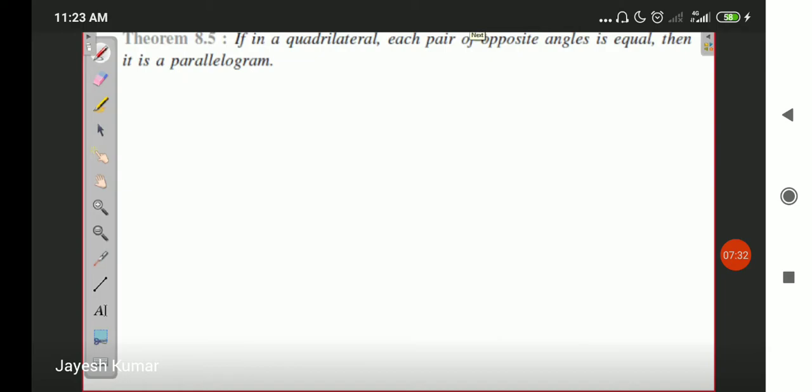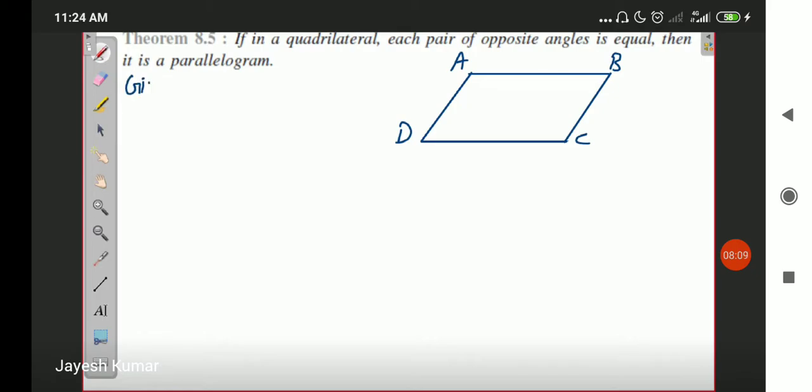All the theorems in this chapter are good for your practice of the previous chapter, congruency. Next is theorem 8.5. Theorem 8.5 is: in a quadrilateral, if each pair of opposite angles are equal, then it is a parallelogram. Once again, the same type of thing that happened till now. This time we have a pair of opposite angles as equal. ABCD is a quadrilateral. So what is given to us is that both pairs of opposite angles are equal.